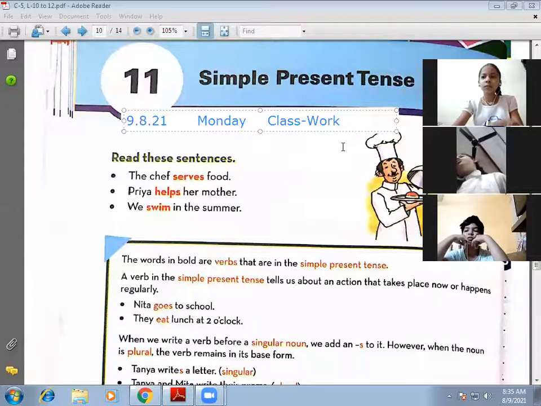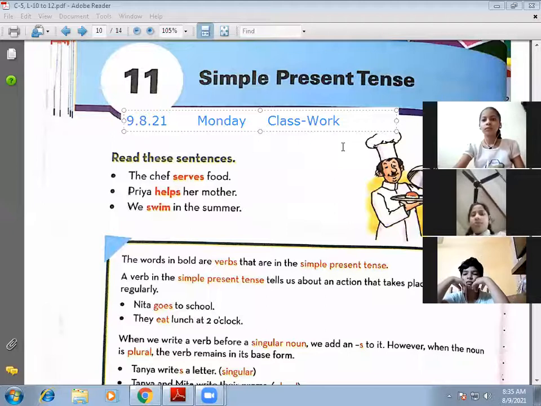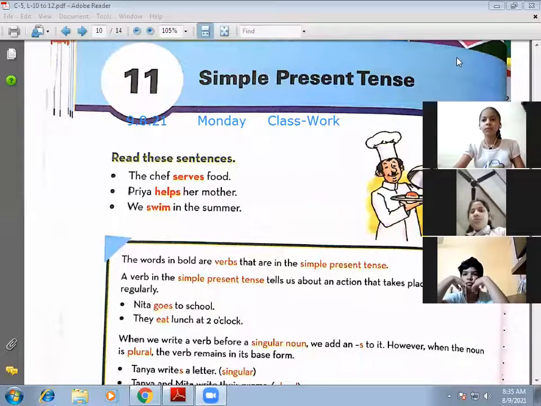Today we'll start with tenses. So you know that there are three tenses: present tense, past tense, and future tense. And each tense has 4 parts. And we will do 2 parts of each tense. Now we'll start with present tense today. We'll do the first part of present tense, that is simple present tense.